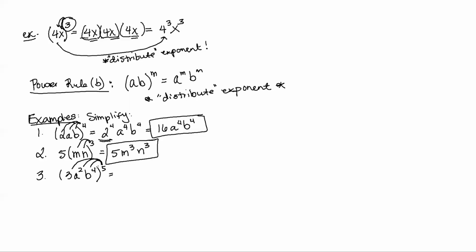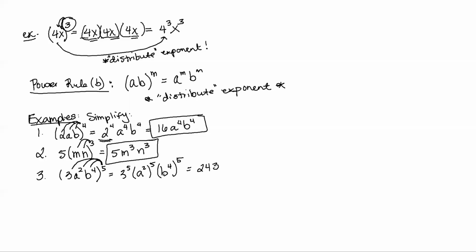So I'm going to write it as 3 to the 5th. And then we're taking a squared, raising it to the 5th. So a squared in parentheses to the 5th, and then b to the 4th in parentheses to the 5th. If you notice, the 3, a squared and b to the 4th all now have a 5 as an exponent. And now we can go ahead and use some of our other rules. 3 to the 5th isn't too bad to multiply out. If you do 3 times itself 5 times, you get 243.